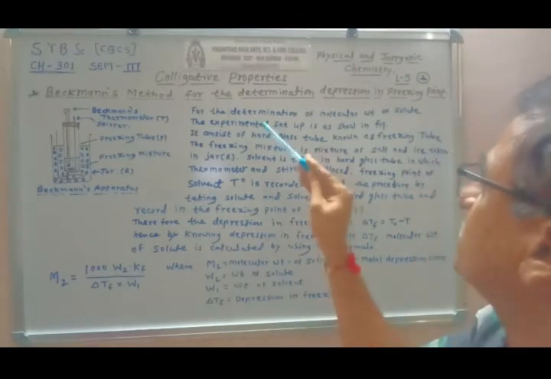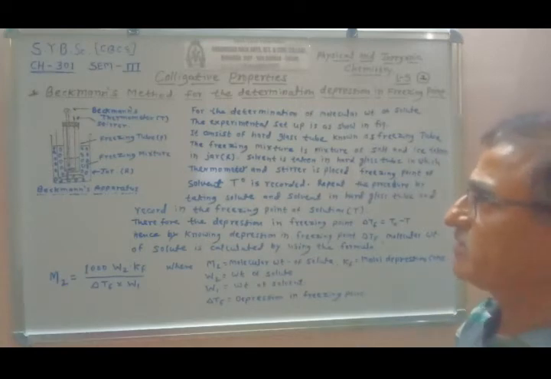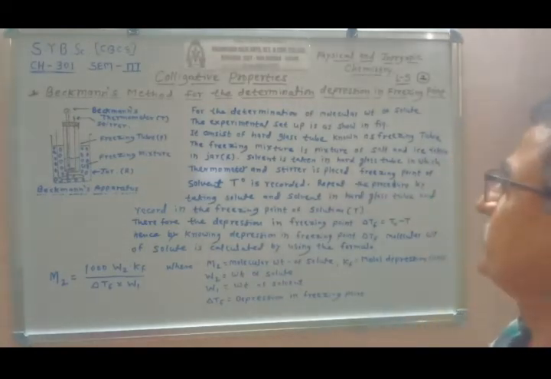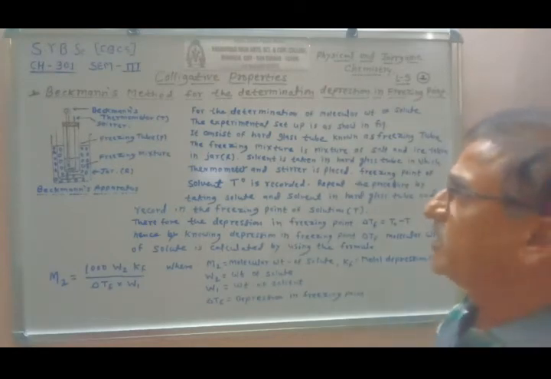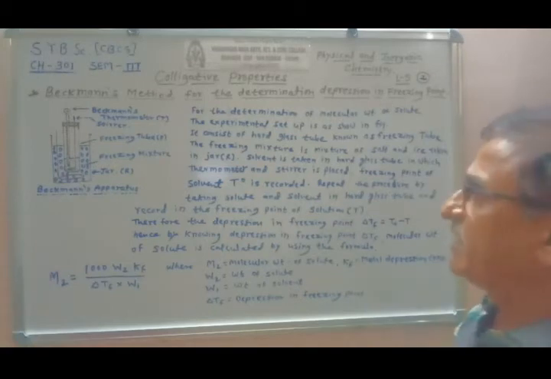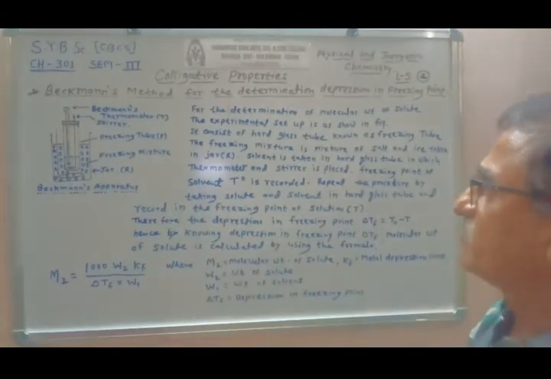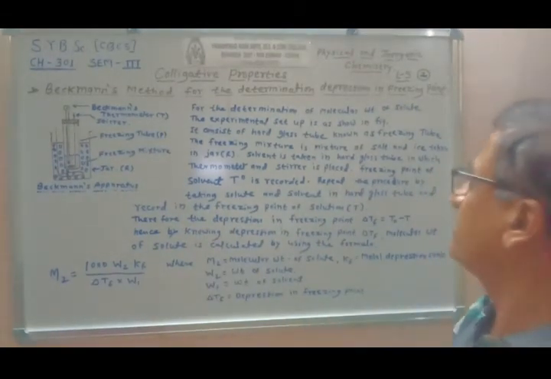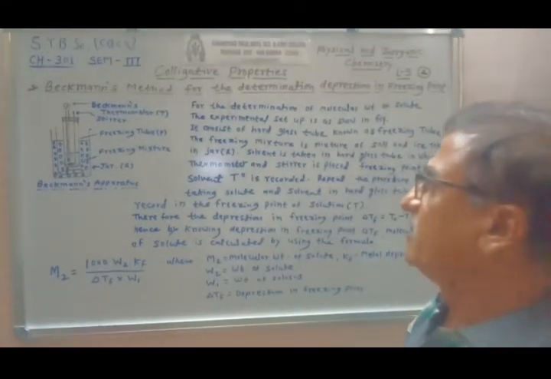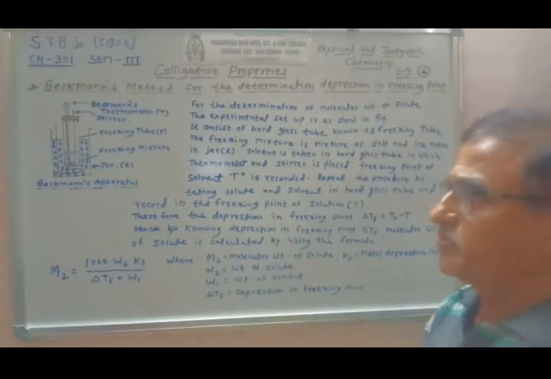For the determination of molecular weight of solute, the experimental setup is as shown in the figure. It consists of a hard glass tube known as the freezing tube, and the freezing mixture of salt and ice is taken in the jar. The solvent is taken in the hard glass tube, in which the Beckmann's thermometer and the stirrer are placed in the freezing point tube.